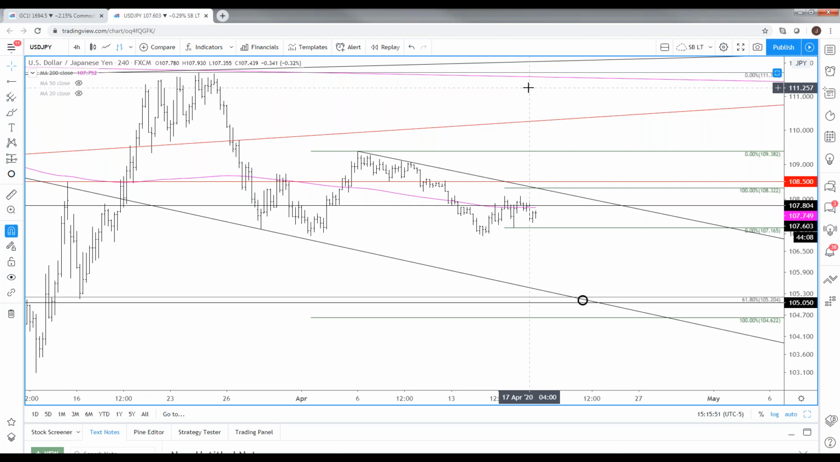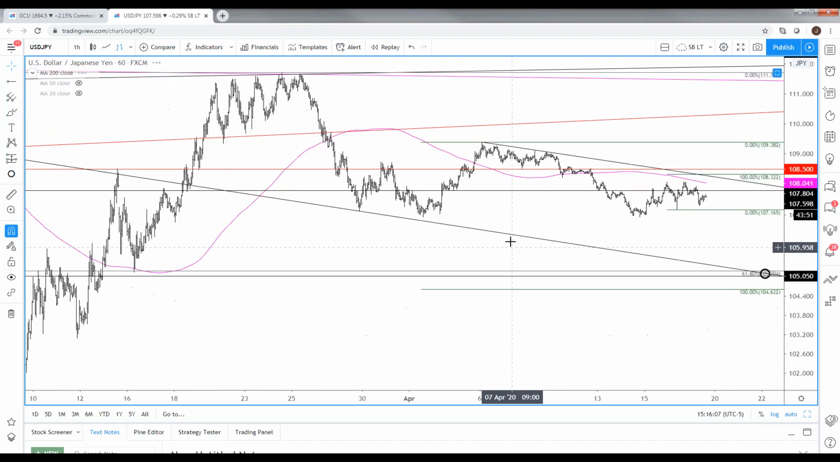You would, at any other time in history, probably think that you'd get a little more of a pop in dollar yen, right? We've been looking at wanting to sell 108.30, 108.50, and this thing just dies. Didn't do anything all day. Nothing. I mean, it's odd. So I haven't changed my mind on wanting to short that 108.30, 108.50 area.